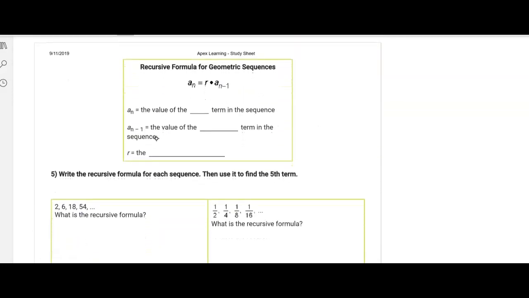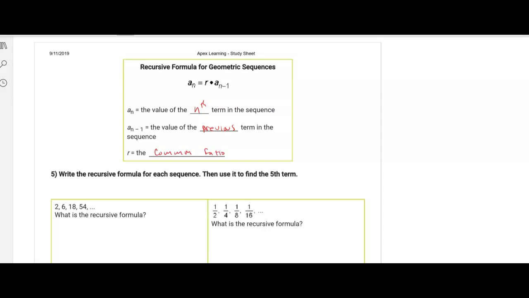So now we've got to talk about this recursive formula. Remember, a sub n is the value of the term in the sequence. That's the nth term. A sub n minus 1 is the value of the previous term in the sequence, and r is what we call the common ratio.